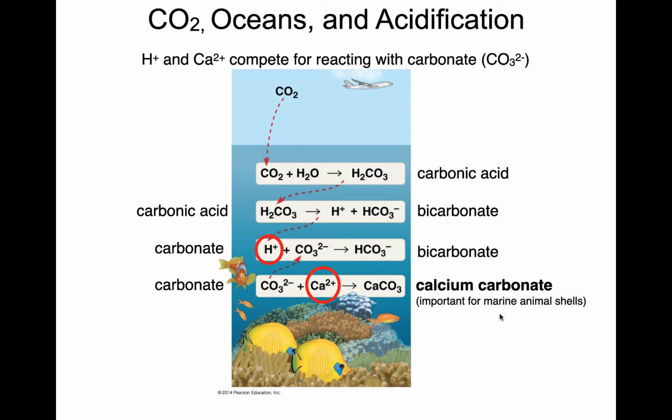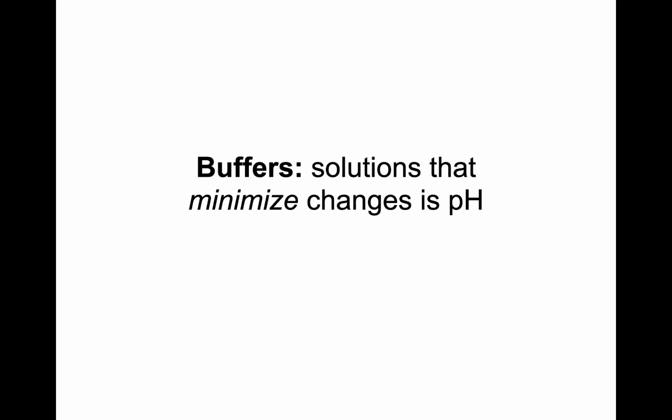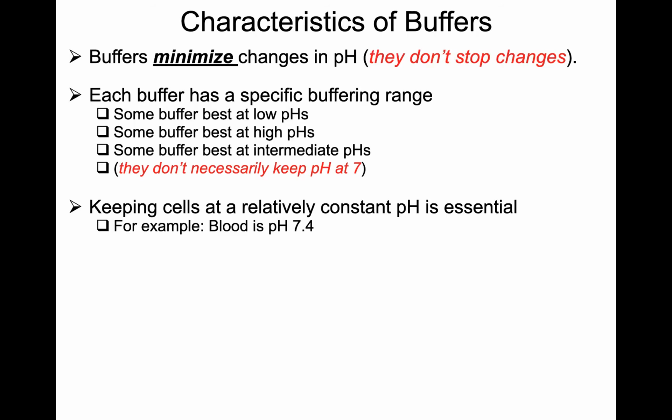It's really important to regulate this, to have a way of maintaining within a very strict window the concentration of protons in a solution, or regulating the pH. And that's the job of a buffer. A buffer is a solution that minimizes change in pH. So let's take a look at the characteristics of buffers.